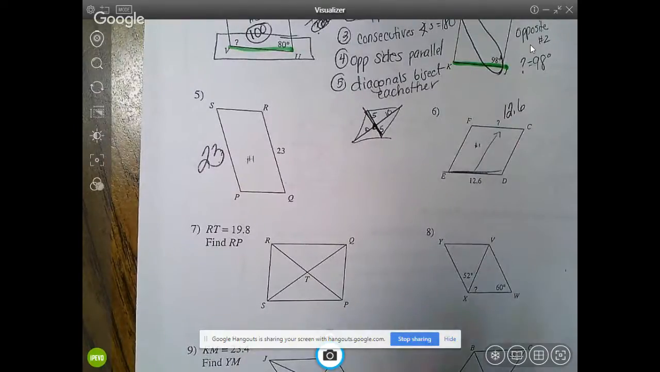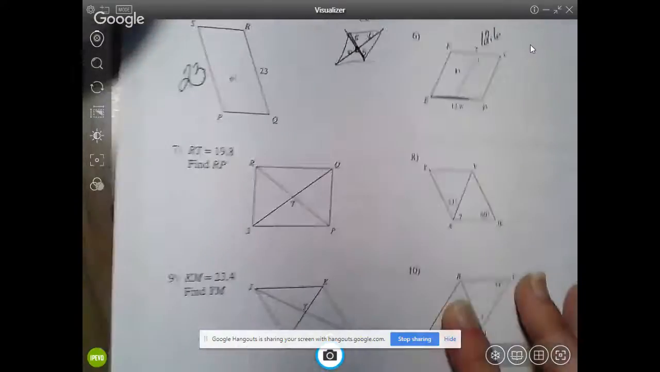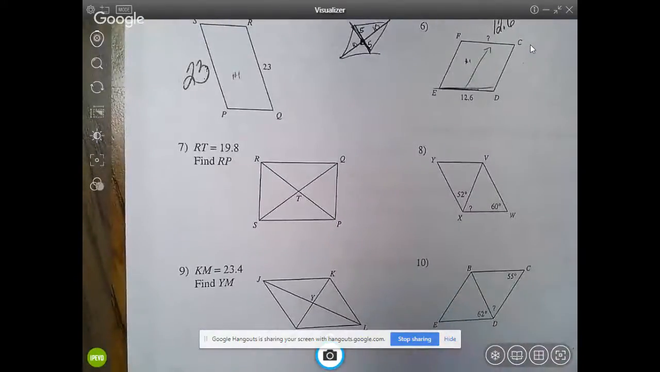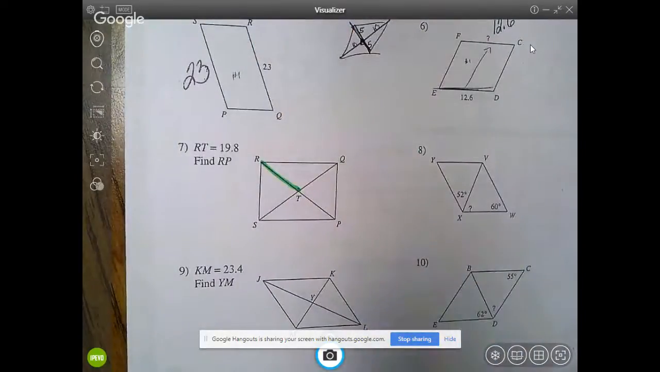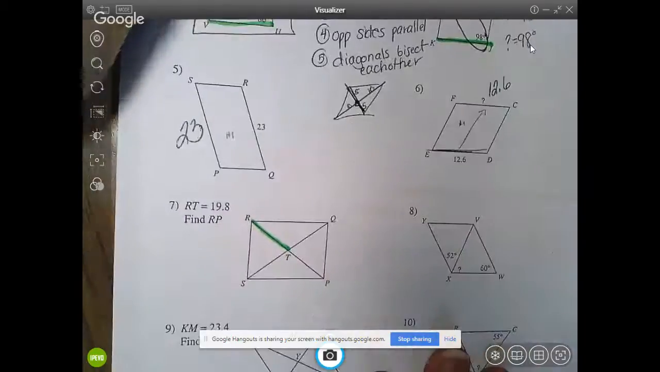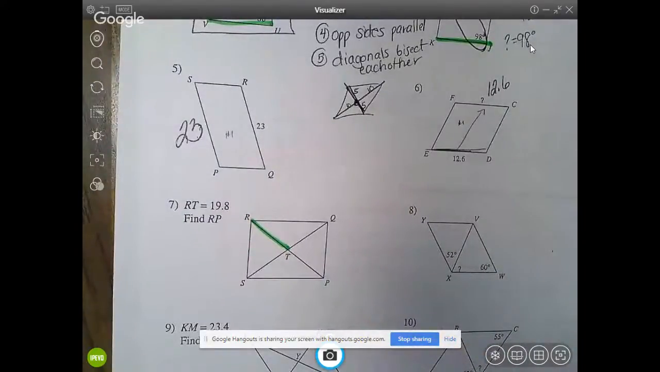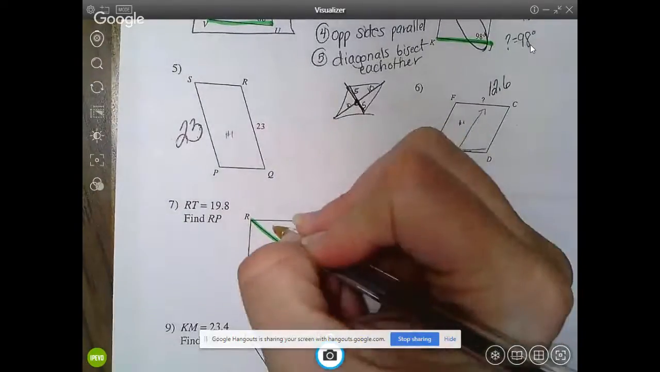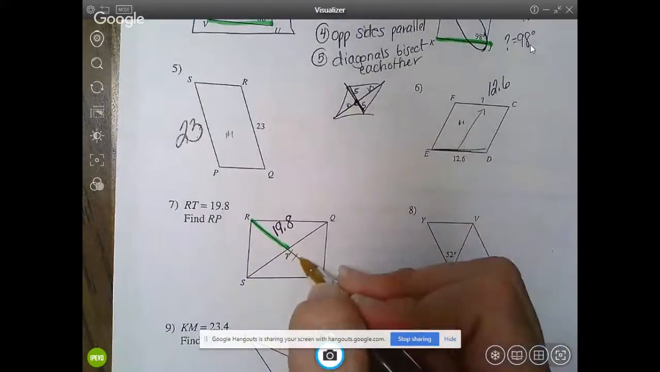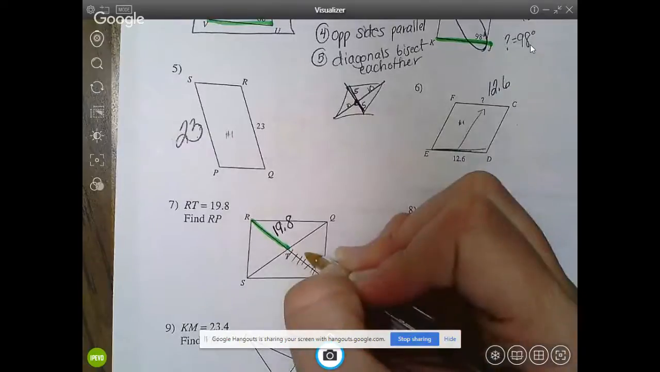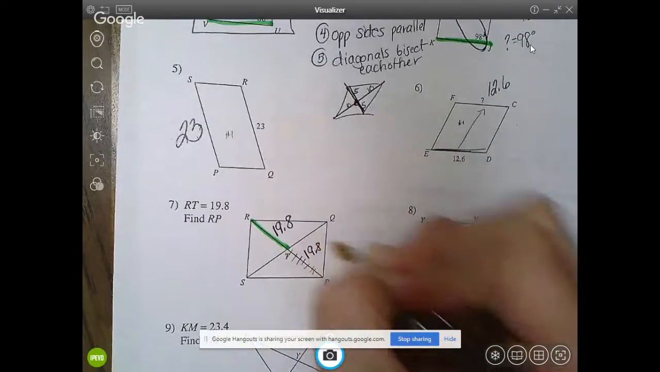Okay. Now this is where it gets a little bit more challenging. Number 7. It tells us that RT is 19.8. And that's going to relate to our 5th thing that we wrote about, which is diagonals bisect each other. So if this is 19.8, that means that the other part of this line also has to be 19.8.